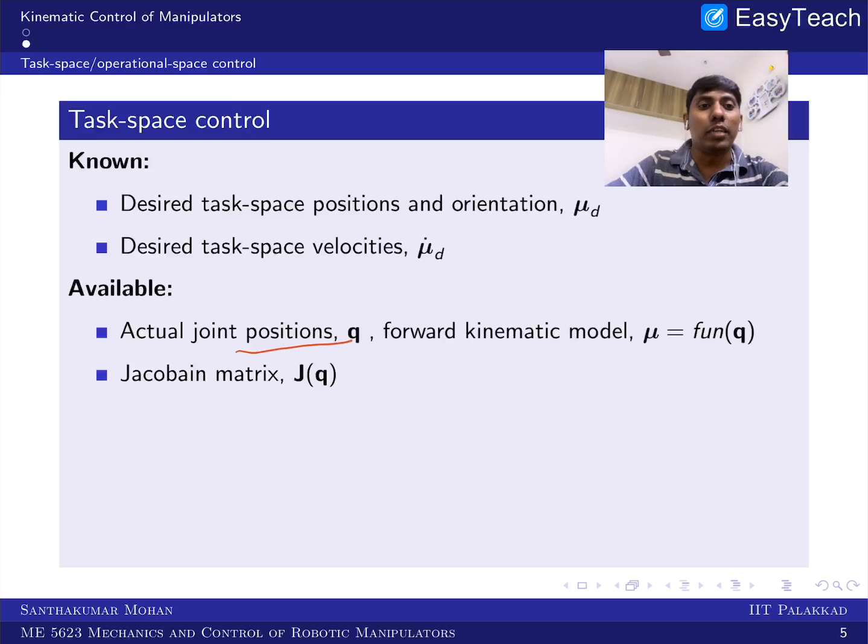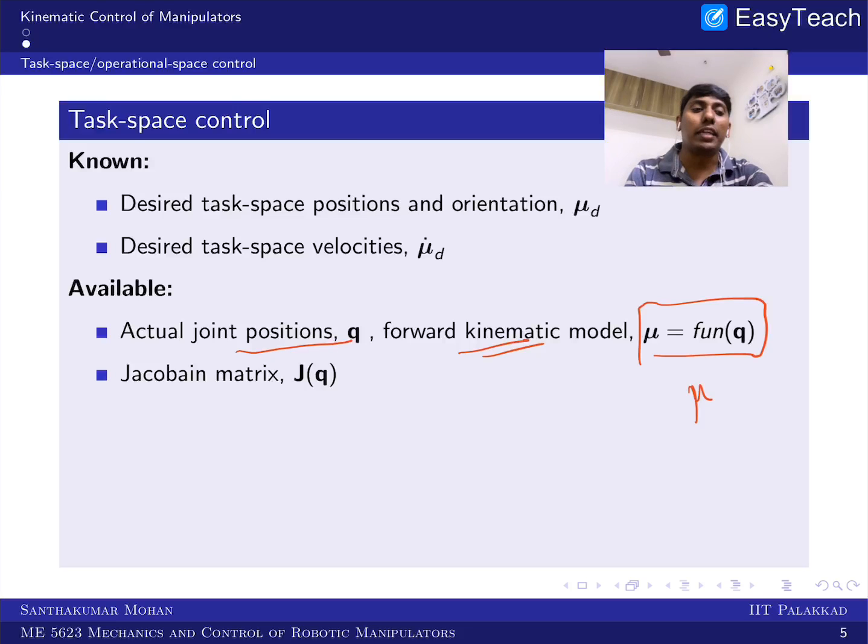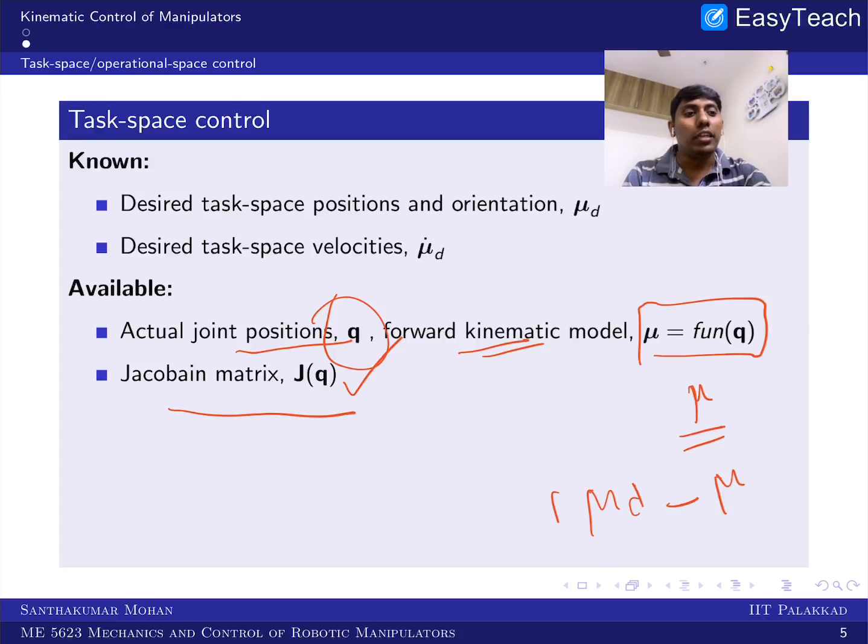So what I assume is that the exact task space position is not easy to get, because you have to use some inertial sensor or some camera to find it, but the actual joint position is easy to get, and the forward kinematic model is unique in a serial manipulator, and this relation is easy to obtain. In that sense, I can get μ with the help of the actual joint position, and the Jacobian matrix also I can get. And μ desired I know, right? So this is what I'm calling μ tilde.